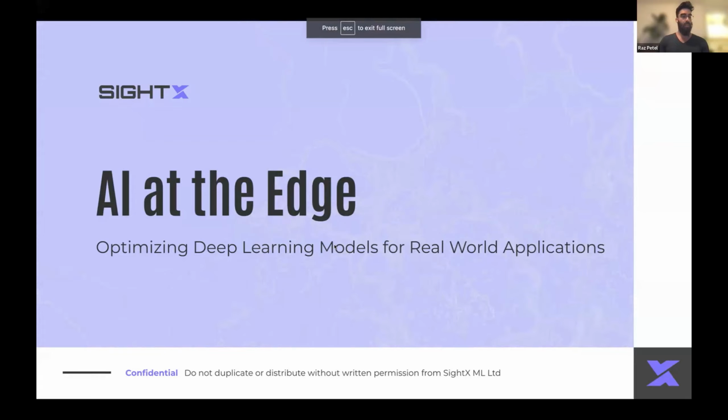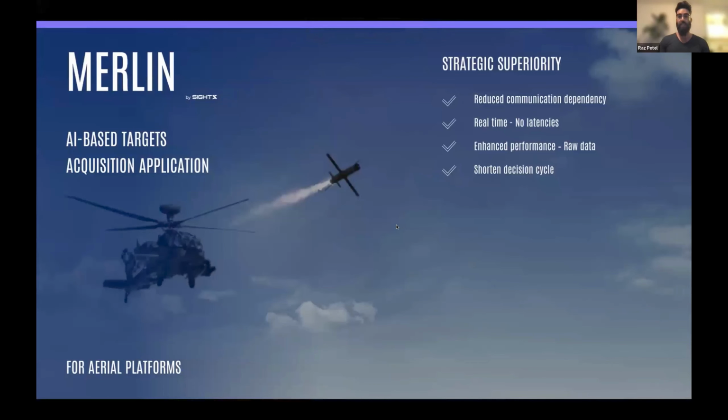So, why do we care about edge devices? And that's going to connect to what Dan was talking about at the start of his talk. Edge devices are extremely important when it comes to the defense and aerospace industry, which is what SightX is doing.